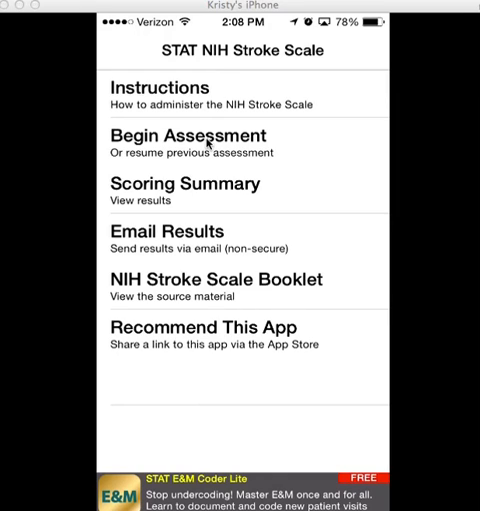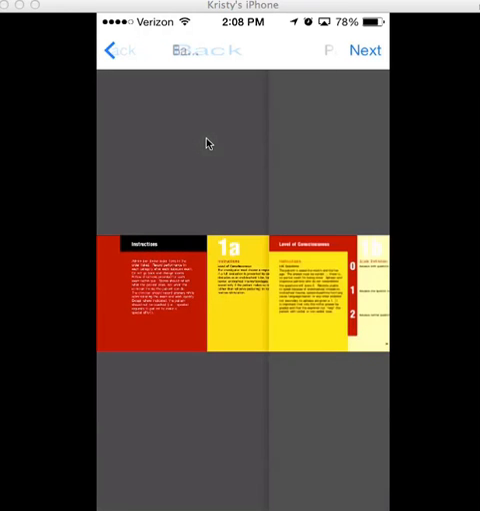The last item I wanted to show you on this app is the NIH Stroke Scale booklet. And this just tells you where the information came from. The information came from the book No Stroke, Know the Signs, Act in Time. So you can see where all the information came from and know that it is from a credible source.